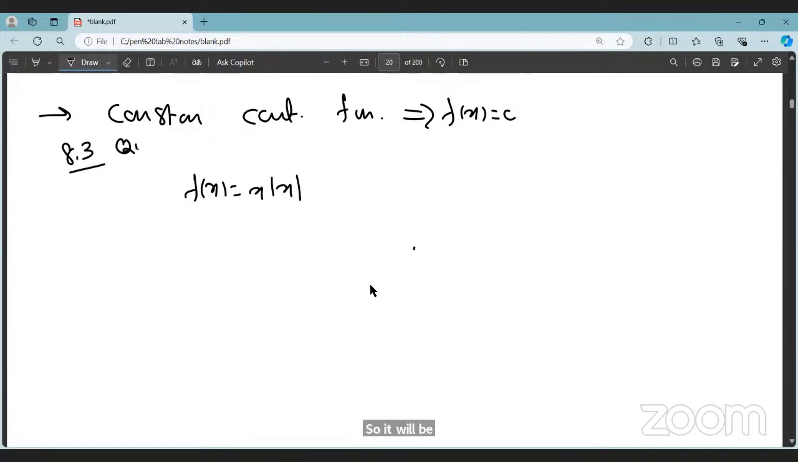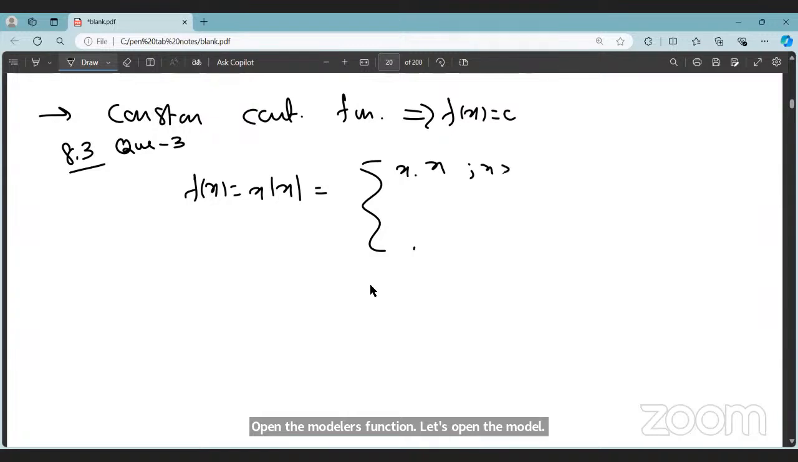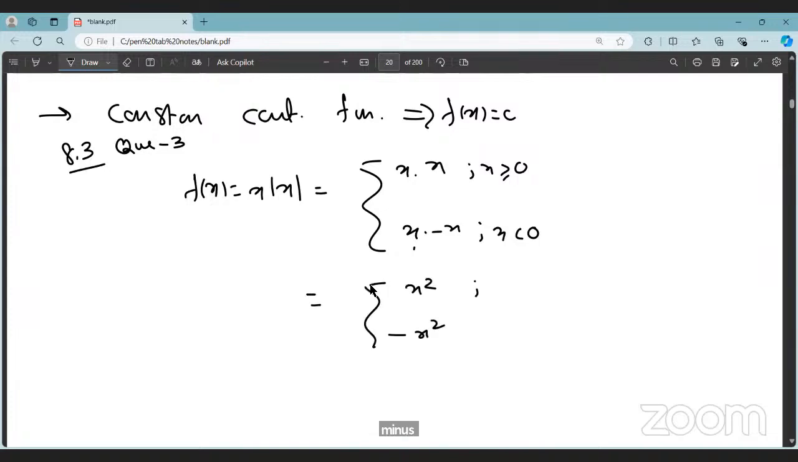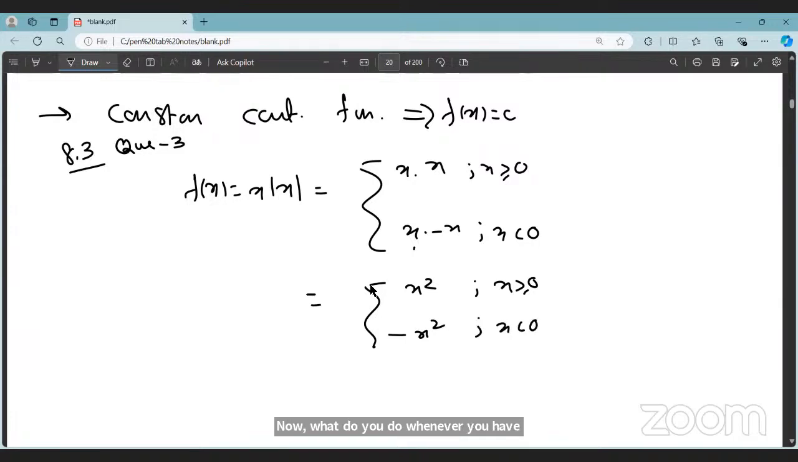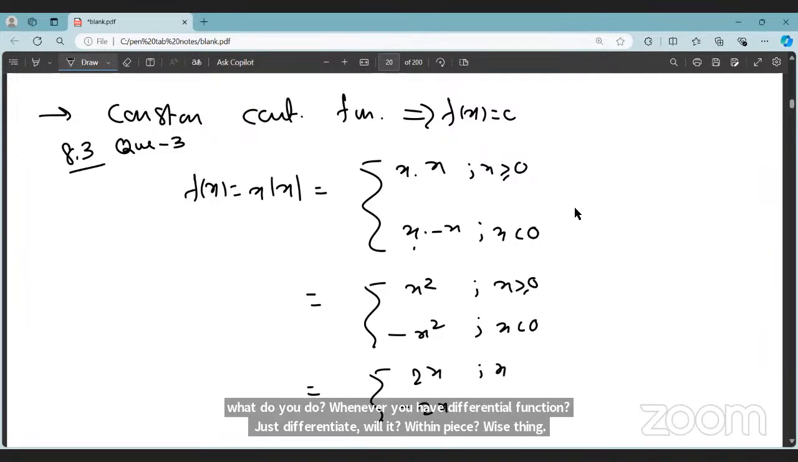8.3. Yeah, open the modulus function. That's why you have to do x into x when x is greater than or equal to 0, and x into minus x when x is strictly less than 0. Then this will become x square and minus x square. Now, whenever you have a differentiable function, just differentiate within the piecewise parts only. That will give you the correct answer, I mean, simply 2x and minus 2x.